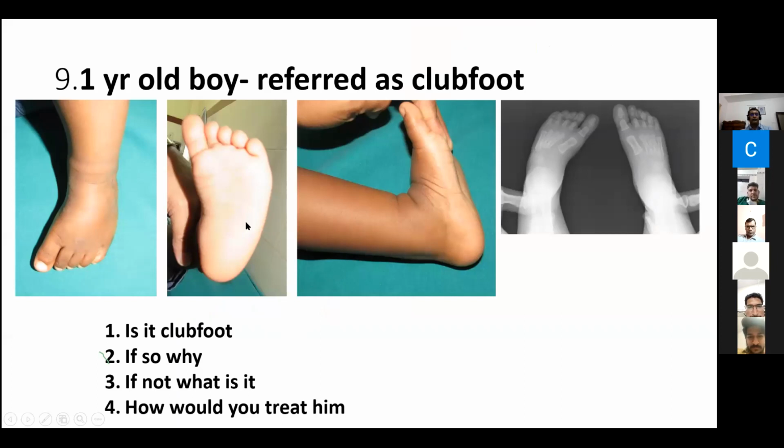1-year-old boy referred for clubfoot. See all the pictures clearly. Is it clubfoot? If so, why? If not, what is it? How would you treat it?